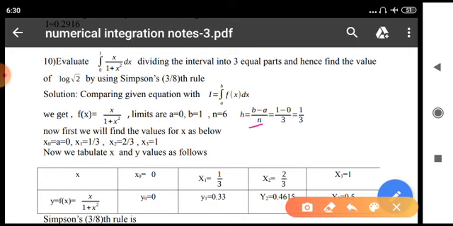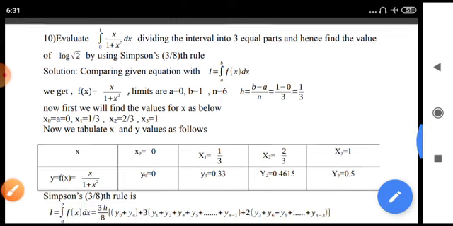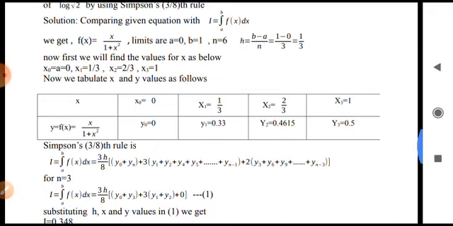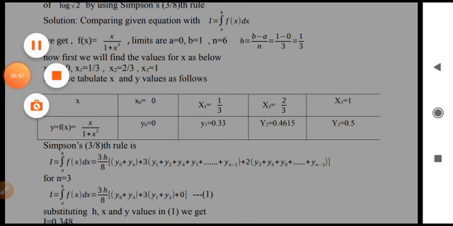N value is 3, not 6. So h value will be (b minus a) by n, (1 minus 0) by 3, which is 1 by 3. Now we will find the values for x as below: x0, which is 0, x1, which is 1 by 3, x2 is 2 by 3, x3 is 1, which is the upper limit.